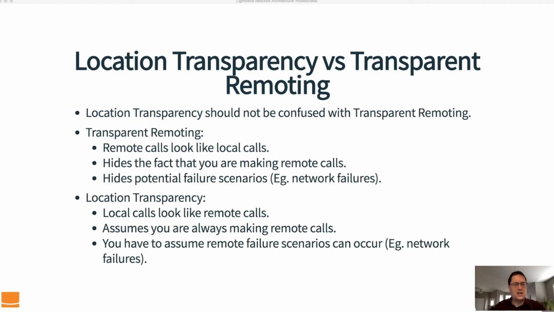Location transparency, on the other hand, takes the opposite approach. It makes local calls look like remote calls. This basically means you're always assuming that you're making remote calls, which means you have to assume a remote failure scenario could occur, like network failures and other types of failures. Basically, you can't make the assumption that the message is guaranteed to be delivered, and you have to assume that there's a possibility of failure.